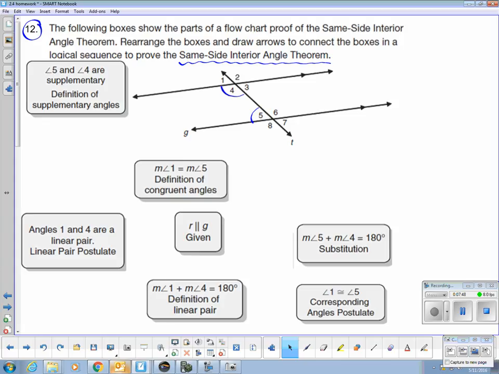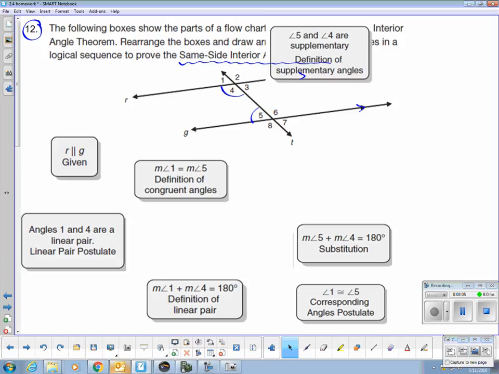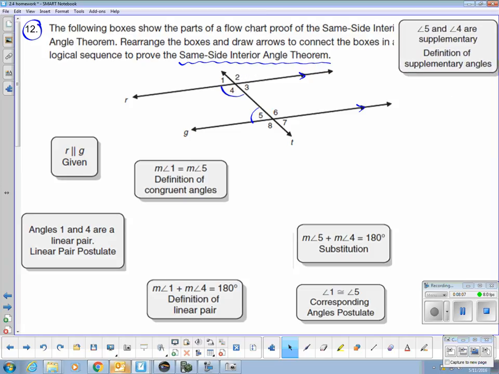Now, because I have parallel lines, I notice that these two lines are parallel to each other. I'm going to begin with that given information. And this is the beginning of my proof. So let's put that right here to start things. I think I'll move this way over here for now. All right. So I have line R and line G are parallel to each other.